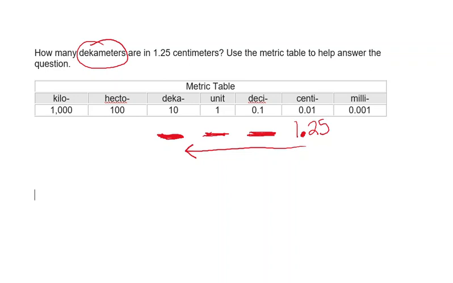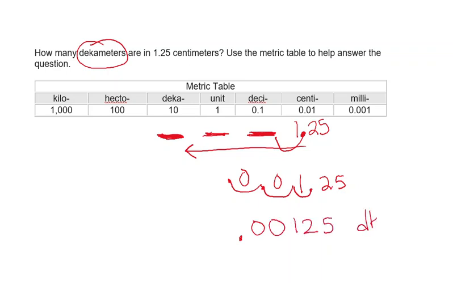So I'm going to take and move 1. Let's move this number down here so that we have more room. 1, there's 1 place. 2 places, where I would put a 0 since I didn't have a number there. 3 places, I would put another 0 because I didn't have a number there. So that's my 3 movements to the left since decameters is to the left of centimeters. So now we know that 1.25 centimeters is equal to 0.00125 decameters.